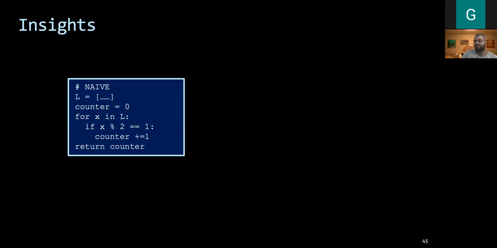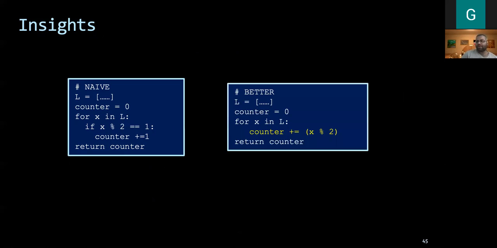In the naive code, we basically have a counter and then we're looping over values in a list, and then we check, okay, if that element mod 2 is equal to 1. So if it's an odd number, we increment our counter, just counting the number of odd values in our list. Okay, this seems good. A better way to do this would be to do this, however.